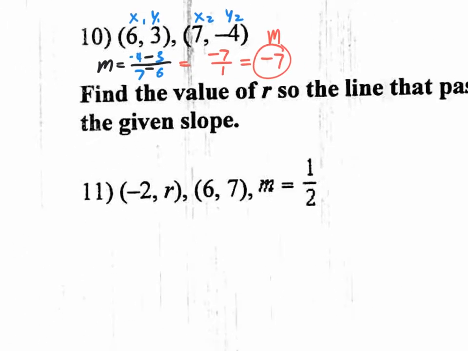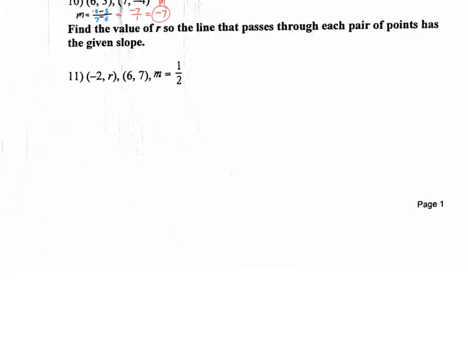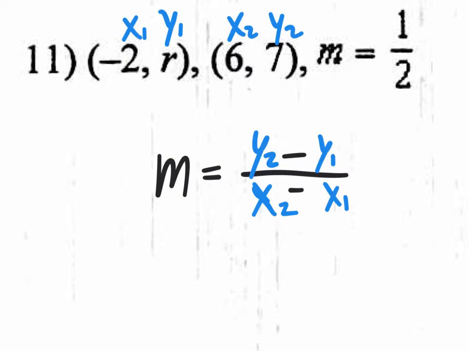Let's move on to the next one. Find the value of r so that the line passing through each pair of points has a given slope. This is where it gets a little more challenging. You have to, again, label your coordinates, write down your slope formula, and after that, plug in all the values that they give you.